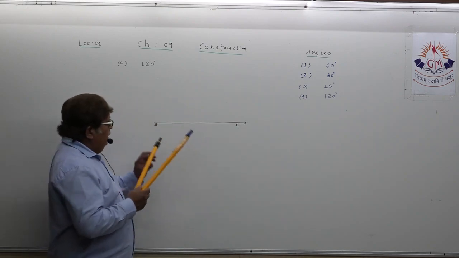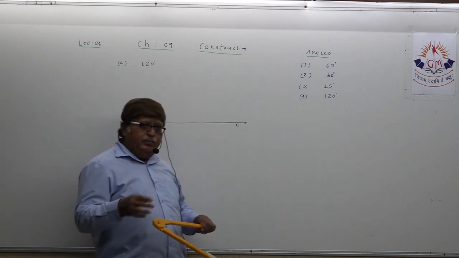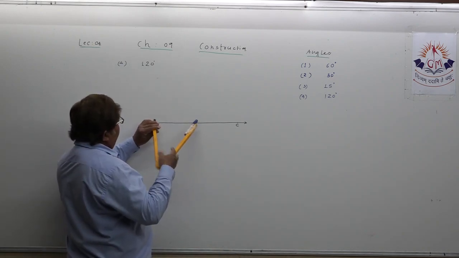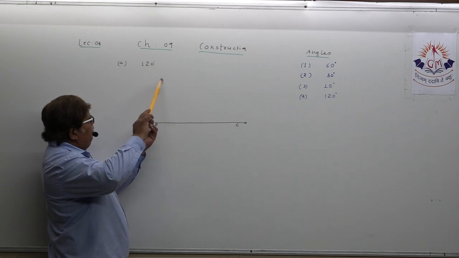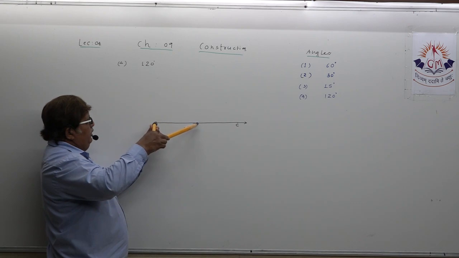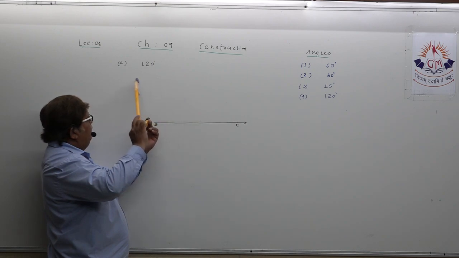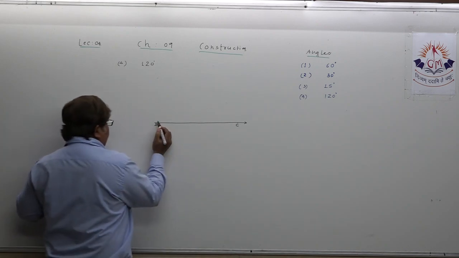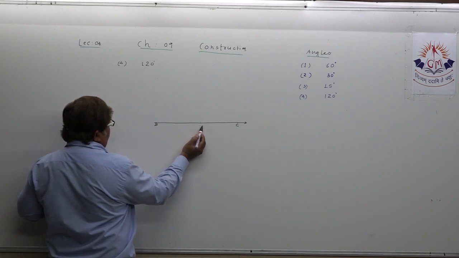We are targeting to construct an angle of 120 degree. The first thing, you have to center your compass at B and taking some appropriate radius, as usual we were doing, just taking some appropriate proper radius without any measurement, draw one big arc this way. Keeping center at B, taking some appropriate radius, draw arc in this way. Okay, I am doing it here. I have centered compass at B and I have drawn an arc this way.